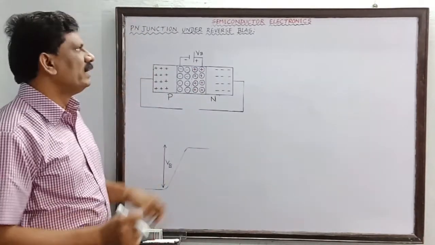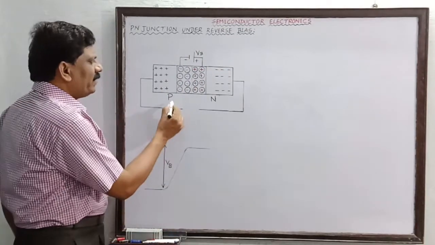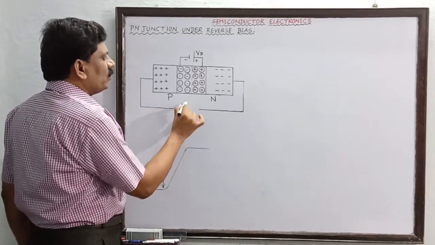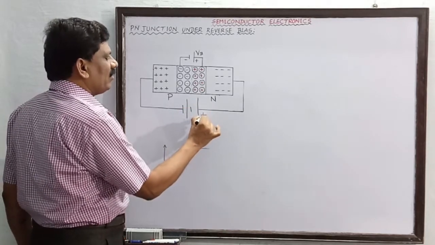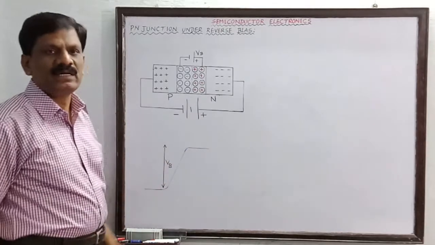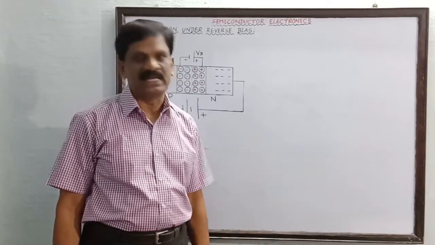Okay. Now when is a diode said to be reverse biased? When the P region is connected to the negative and the N region is connected to the positive of an external battery, then the PN junction or the diode is said to be reverse biased.